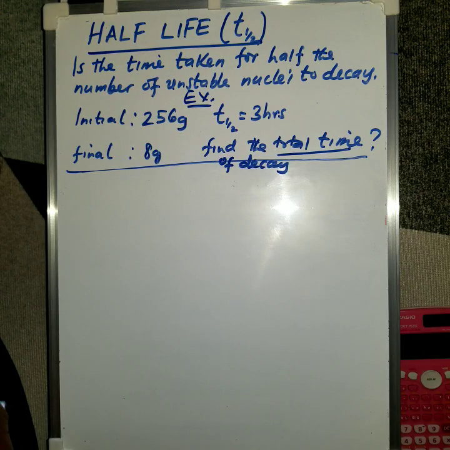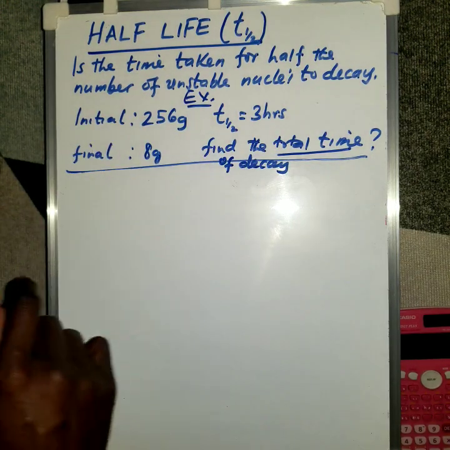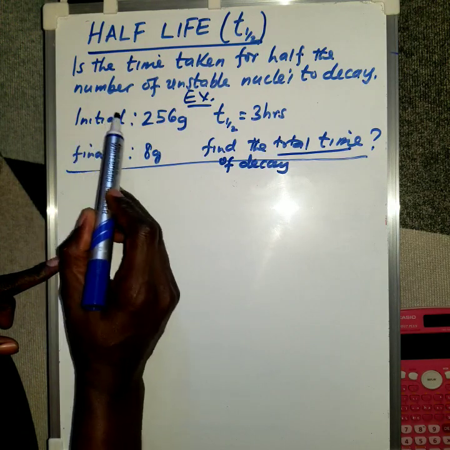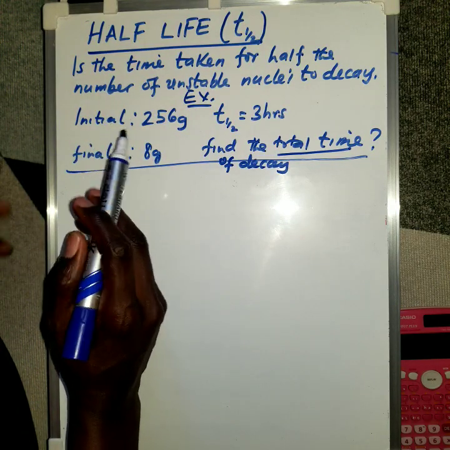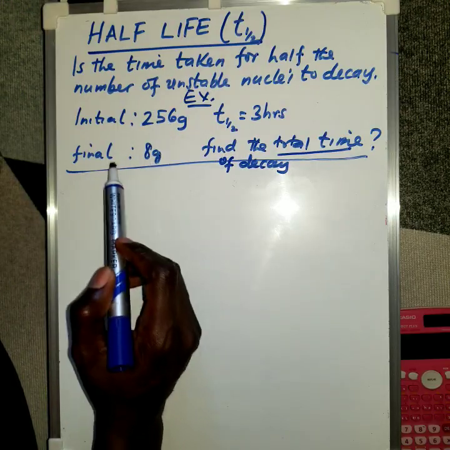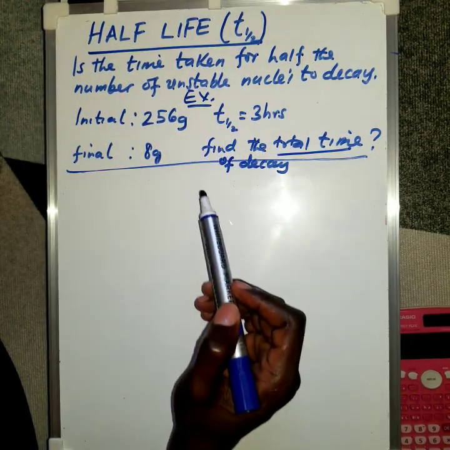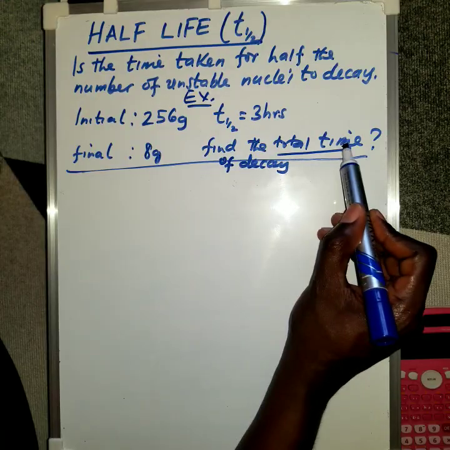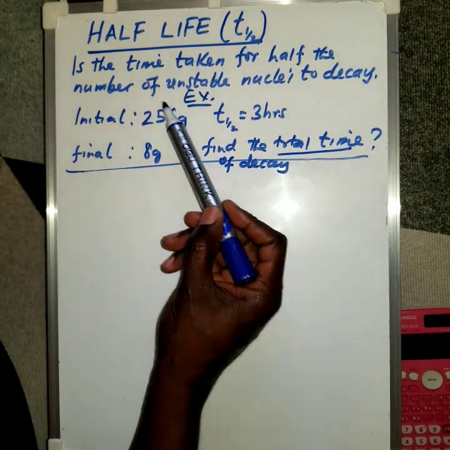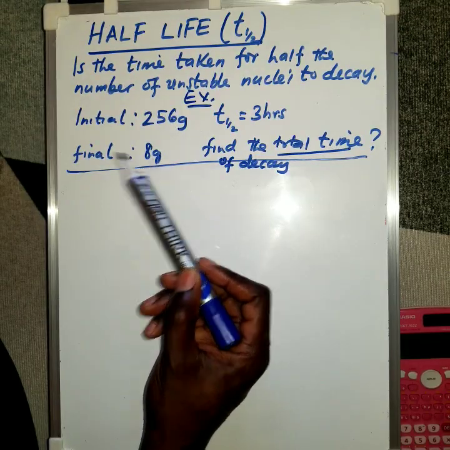So I want to show you now, using the formula, how you can answer this question. This is our example on half-life. Remember we said the initial mass of the radioactive sample was 256. The final is 8 grams and it has a half-life of 3 hours. The question says we find the total time of decay. In other words, what's the time it will take to move from 256 and reduce to 8?